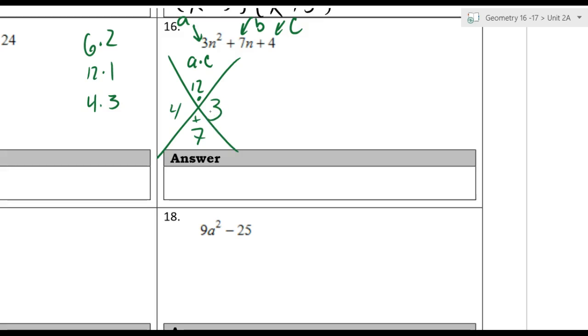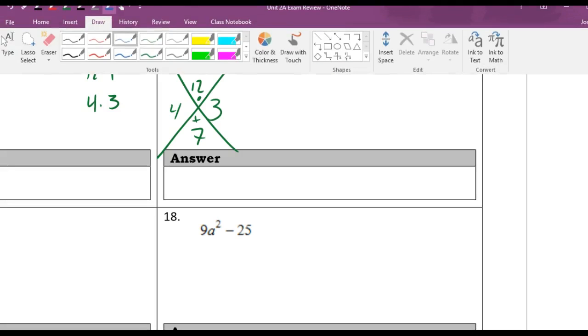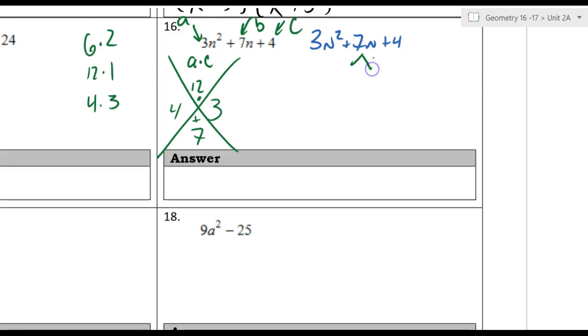Now, this is where this is going to be different than the previous problem we did up in 14, because A is now 3. And because A is 3, instead of going right to our parentheses, we have to rewrite our trinomial and make it a 4-term polynomial. Our first term, 3n squared, doesn't change. What we're going to do is take 7n and split it into the 2 parts that we found, so 4n and 3n, and then we drop down our 4.